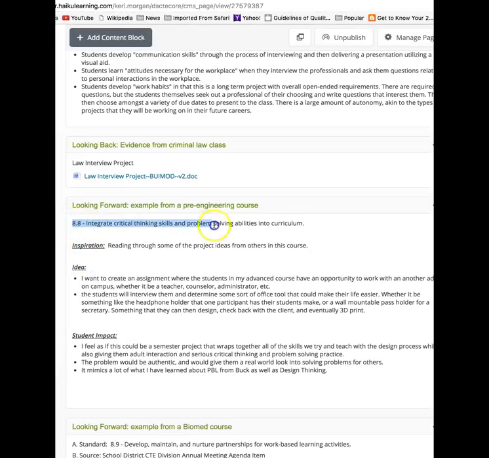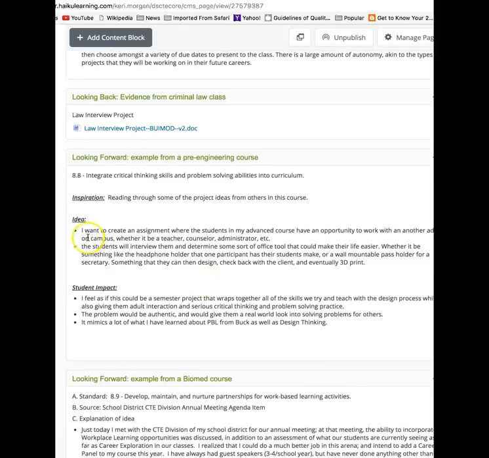Here I write, well, which one is it I'm talking about? I'm talking about 8.8. This person put inspiration, but it's where did this idea come from? Reading through some of the project ideas from others in this course. Great. So what is the idea? What is the thing I want to do? I want to create an assignment where the students have an opportunity to work with another adult on campus. That's a great one. The students will interview them and determine some sort of office tool that could make their life easier. I won't read the whole thing. So here's the substandard. Here's where it came from. Here's what the idea is.